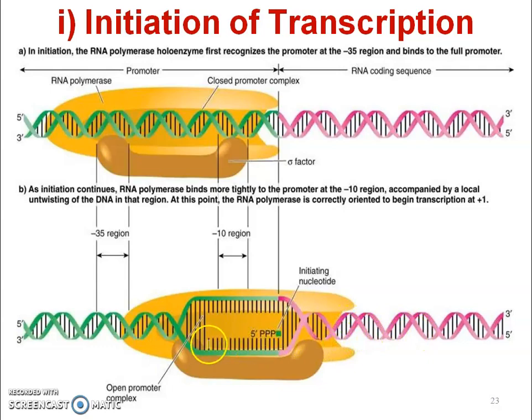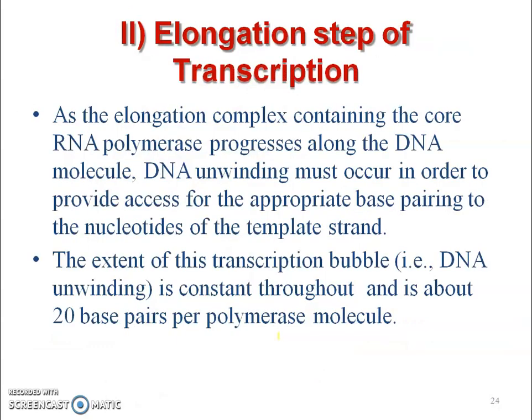So this is an open promoter complex, and this is a 5' triphosphate. Okay, this is an initiating nucleotide. That means the nucleotide starts building here. Then coming to the elongation step of transcription. As the elongation complex containing the core RNA polymerase progresses along the DNA molecule, the DNA unwinding must occur in order to provide access for the appropriate base pairing to the nucleotides of the template strand. That means the unwinding will occur and the base pairing will also occur.